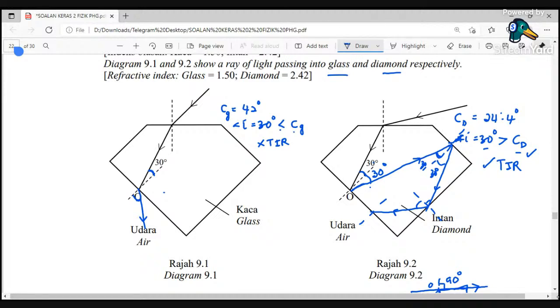So this one will cause the diamond ataupun intan ni to glitter ataupun to shine. Nampak dia lebih berkilau.